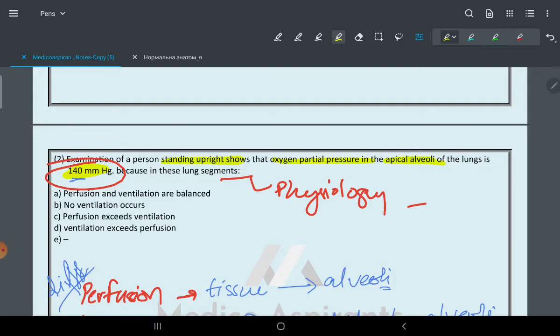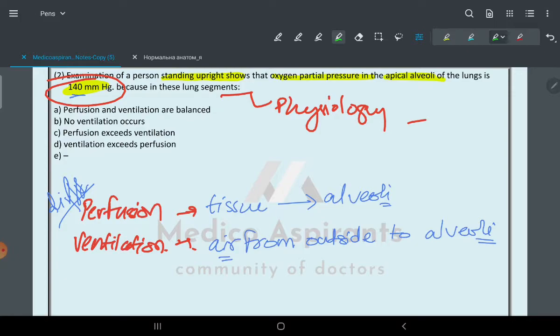and it shows that oxygen partial pressure in the apical alveoli is 140 mmHg. If you are afraid that you don't remember how to go about it, simply say there is no kind of disease, it's normal physiology. At that moment you have to remember basic medical science terminology: what is perfusion, what is ventilation. If you don't know even that, just correlate with other normal things.